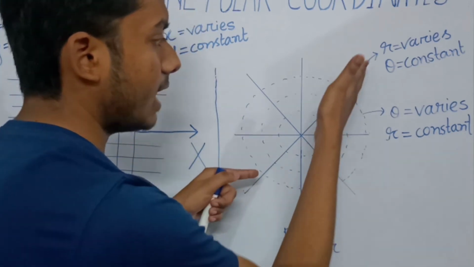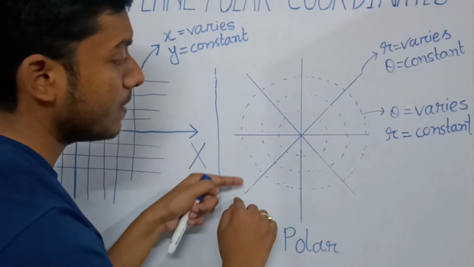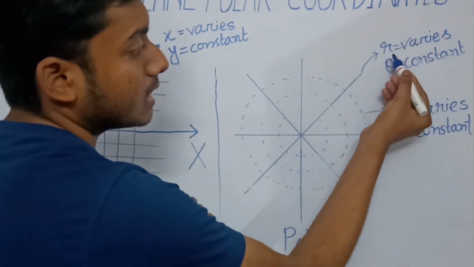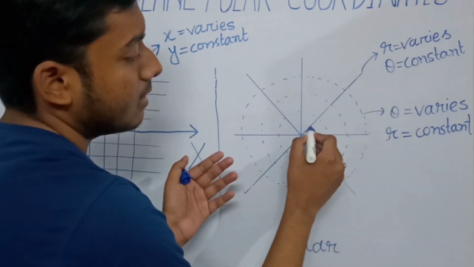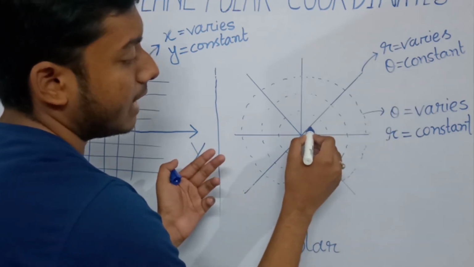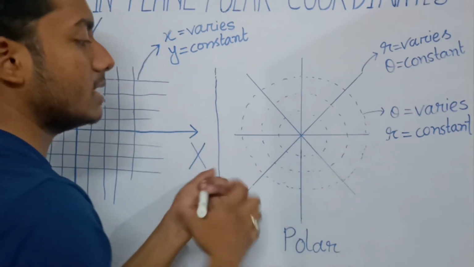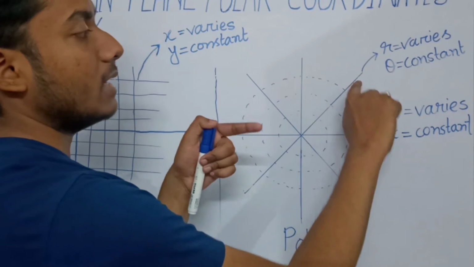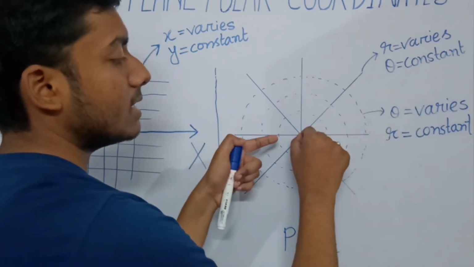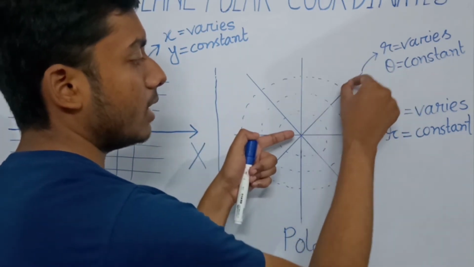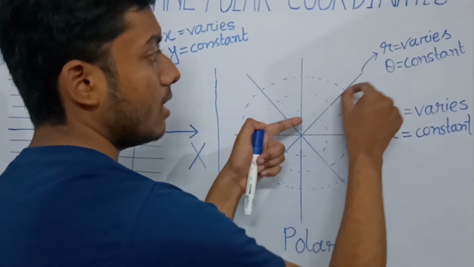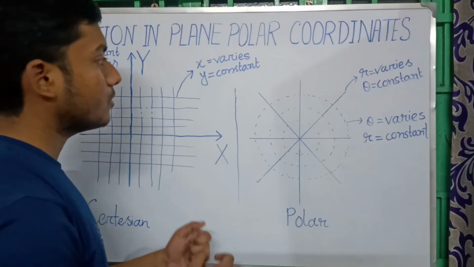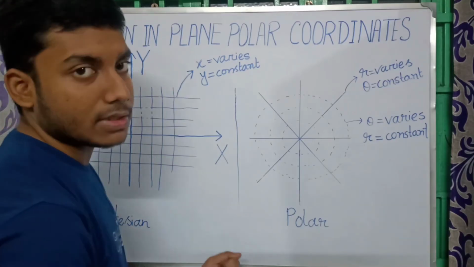And along these lines, which are radially outward from the origin, you can see that each makes a fixed angle, suppose theta, with this axis. So theta is always constant along this line, and r, the distance from the origin to any point on this line, always varies. So r always varies.